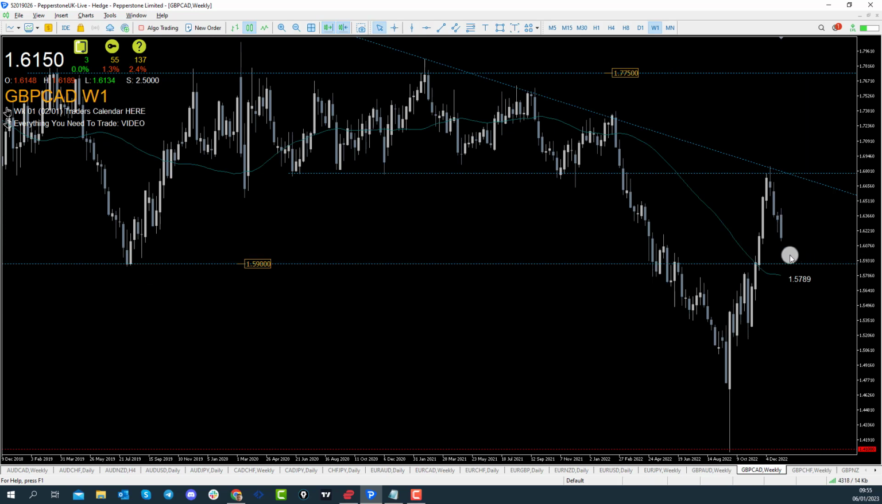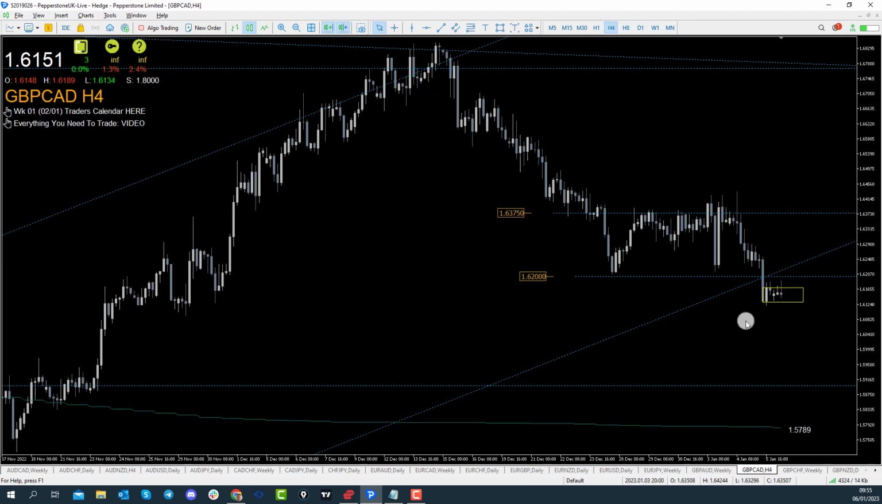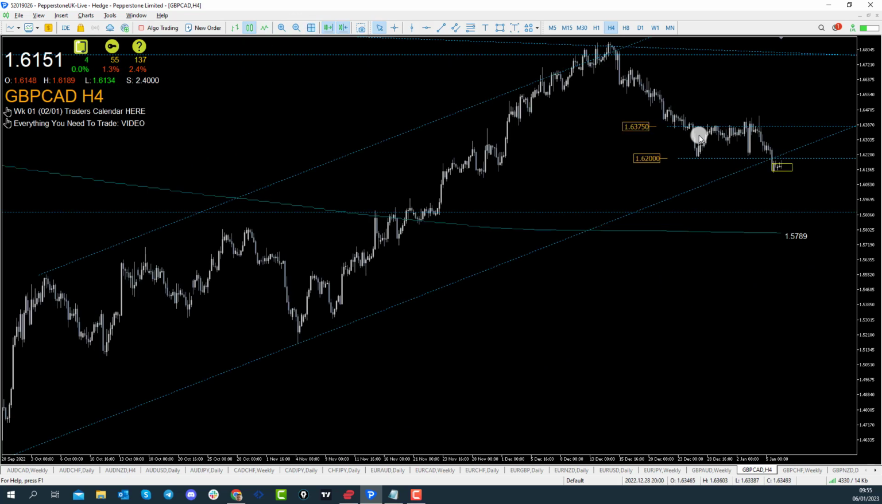So that area there looks to me like I want to be looking for targets down at that point. Now, if I go down to the 4-hour time frame, there's something super interesting. We can see that price is consolidating here between the 1.6375 handle and the 1.62 handle. So price has consolidated between those two levels, and we've recently traded through the 1.62.